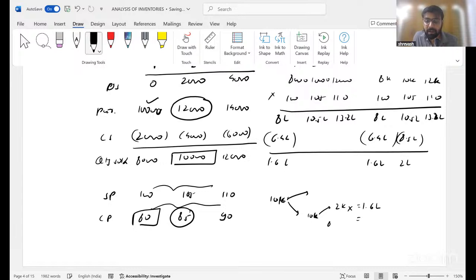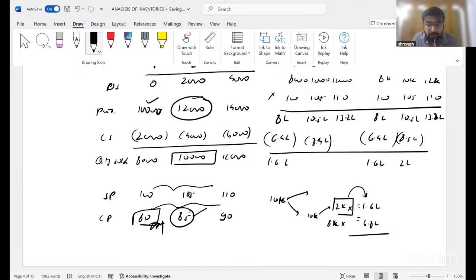And sir, the remaining 8K will come from this year's purchases, which is what? 12,000 purchased at 85. So sir, 8,000 into 85, that comes to what? That comes to 6.8 lakhs. So totally, my COGS will be 1.6 plus 6.8. That comes to 8.4 lakhs in case of FIFO. And you can clearly see in case of FIFO, the COGS is lower. Why? Because your COGS consists of units that belong to previous year that were priced at a lower rate of 80.